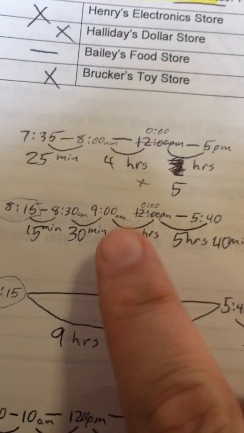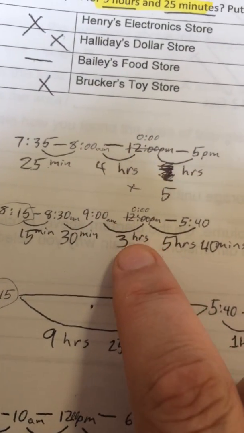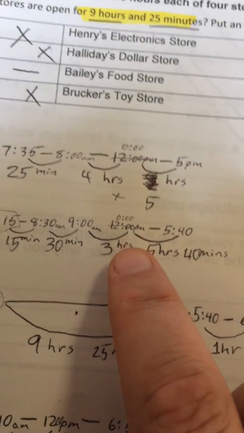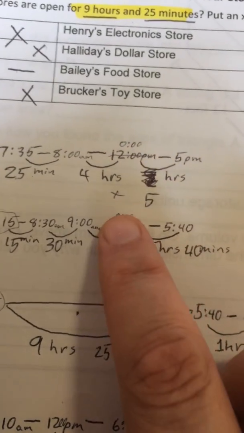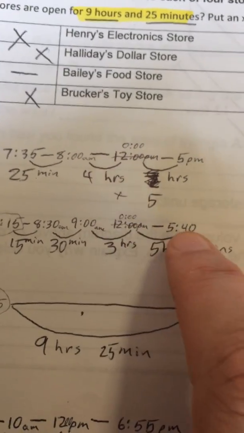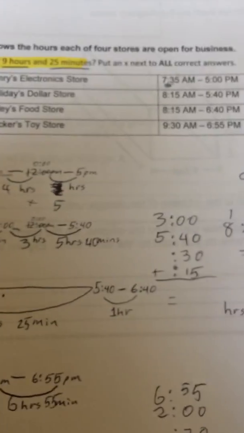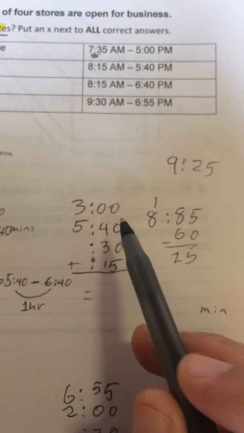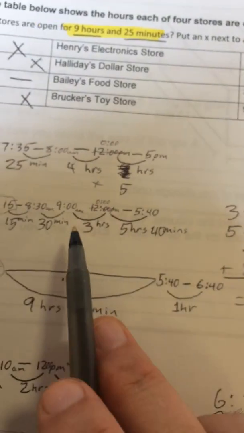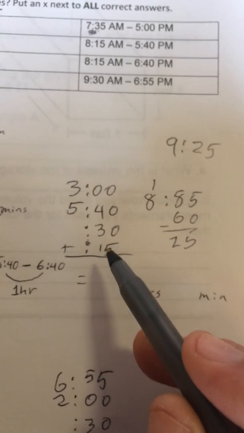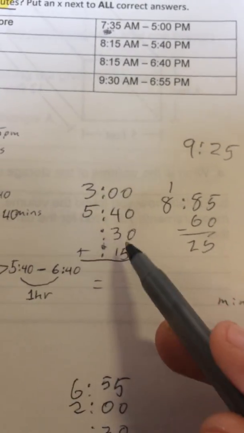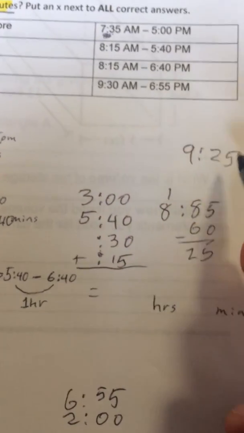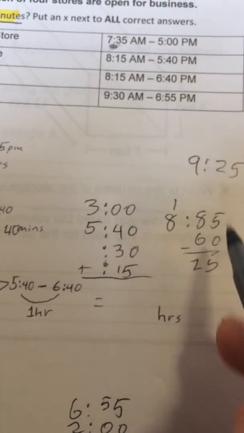Okay, so then when we get here, 9 to 12 o'clock is 3 hours, and then from 12 o'clock to 5:40, remember we changed that to 0, and then it's like plus 5:40, and that's 5 hours and 40 minutes. And then I want you to actually copy it out like this. So then you would write 3 hours, 5 hours and 40 minutes, 30 minutes, 15 minutes. So pause the video if you need to, and then write this down. Boom, what would my answer be? It would be 8 hours and 85 minutes.